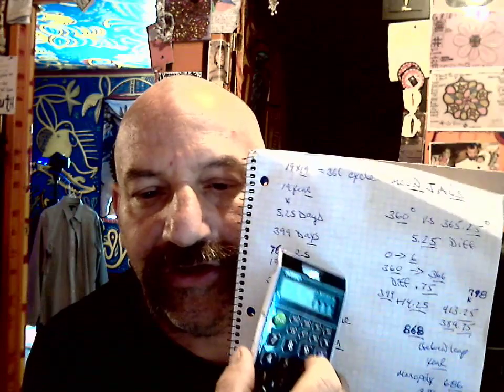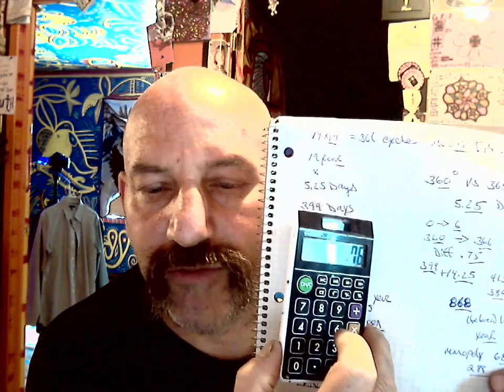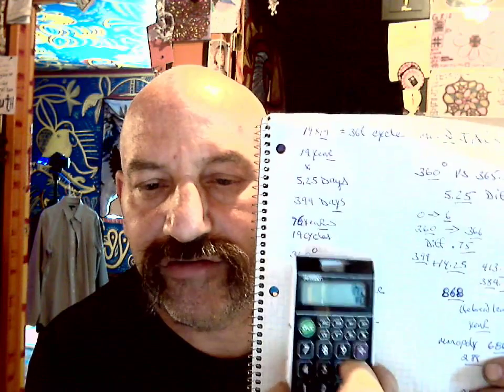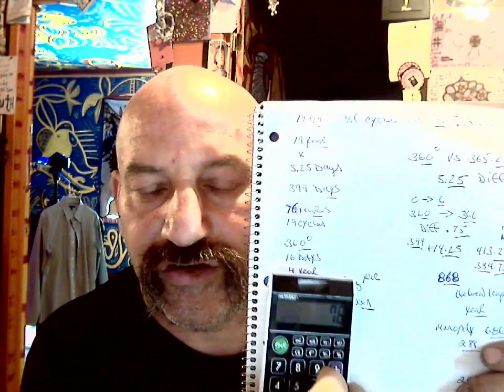We went how many years? 399. 399 divided by 5.25 equals 76. 76 times 5.25 equals 399. 3 by 9, 27, red, moving by the red sun. 81 Venus, 99 Jupiter, moving by the red sun. 76 years, 19 cycles, 360 degrees.